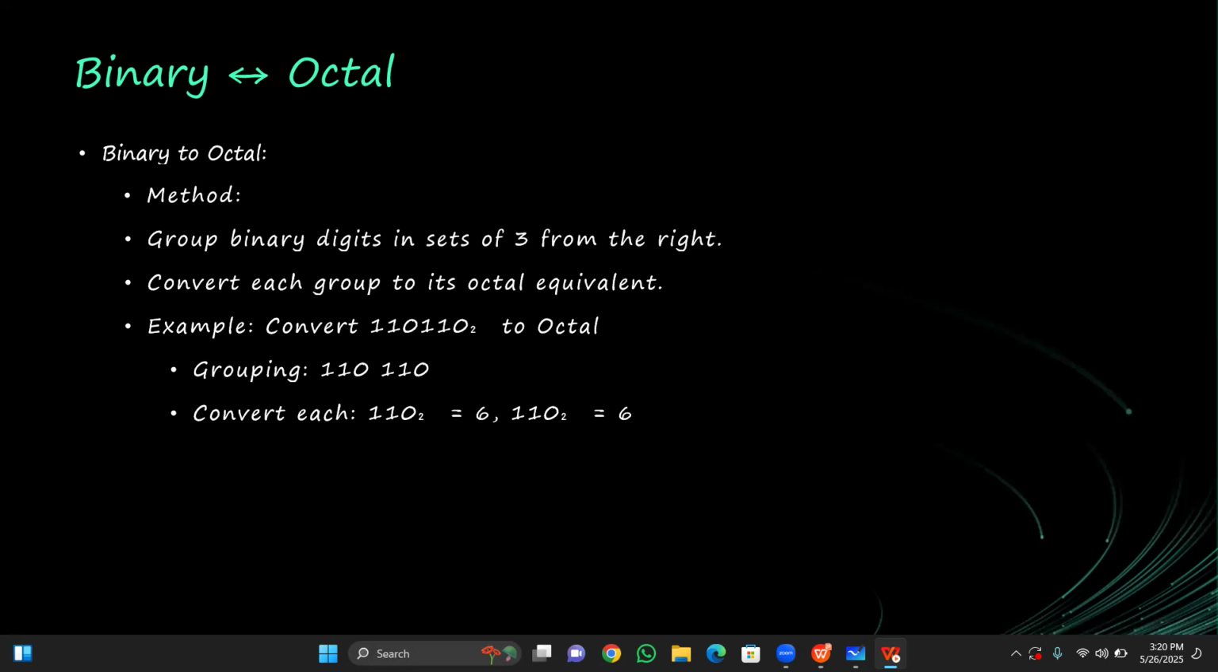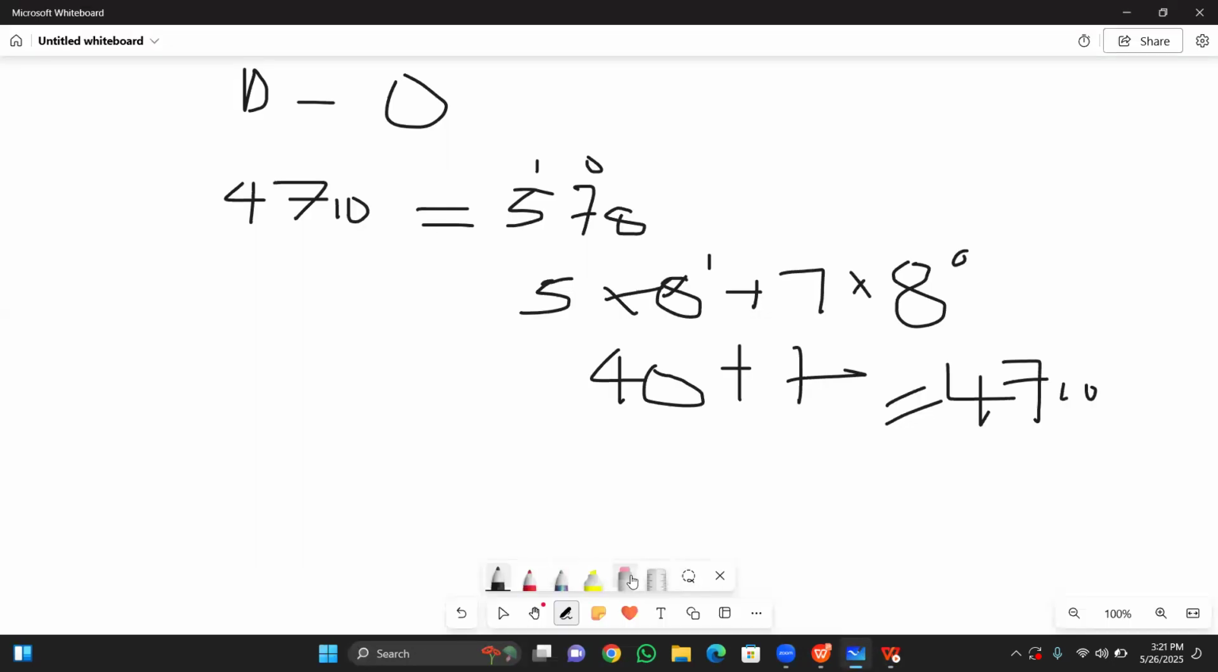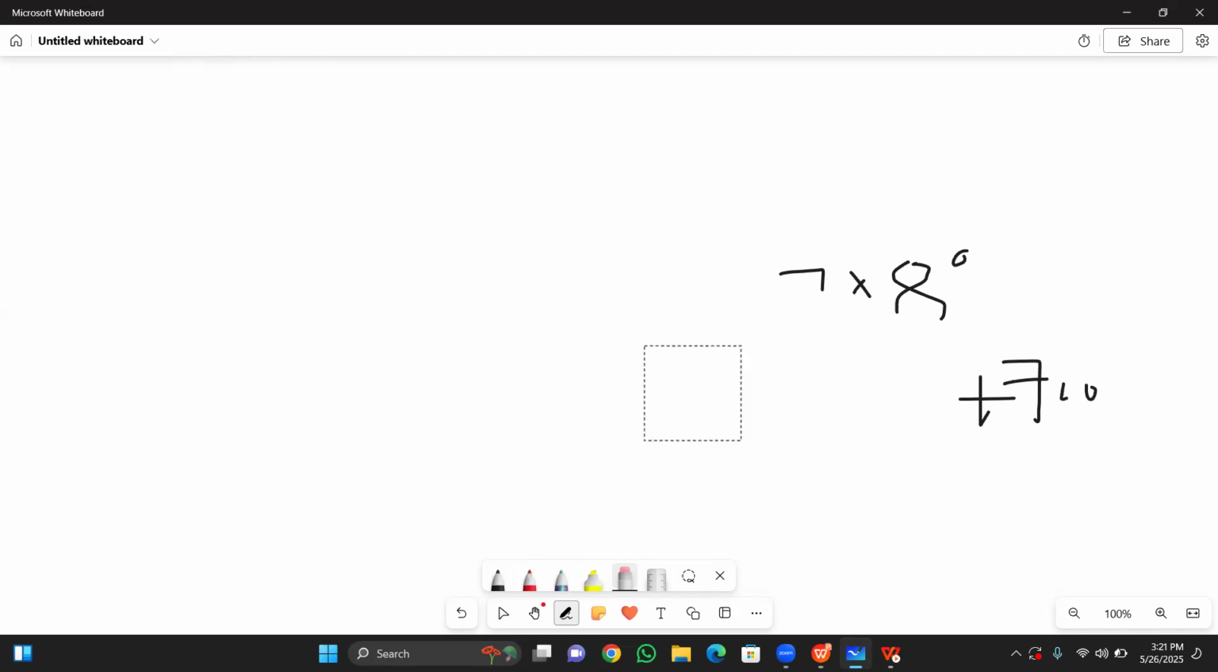And the other one is also 6. So you combine them, you get 66. Okay, so let me show you. Please, you need to understand these things. Although when you're programming, you might not be using them, there are cases where you might be using them. So you need to understand this simple thing.